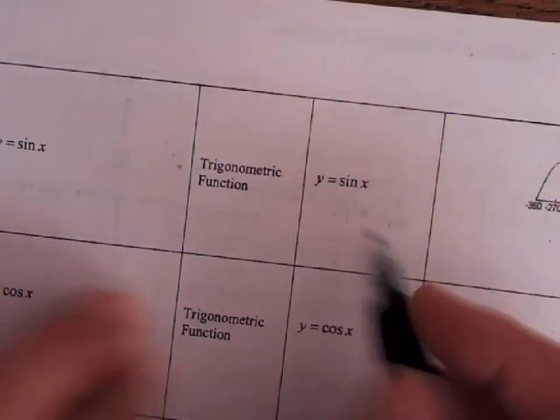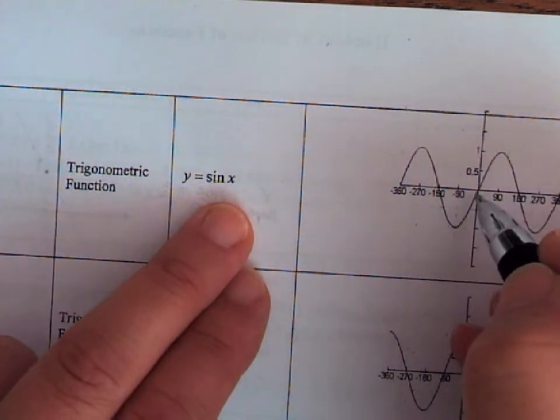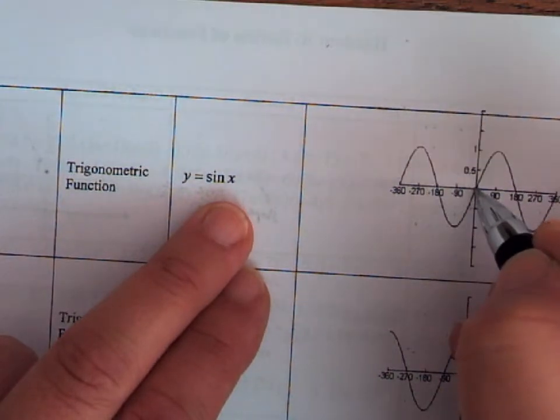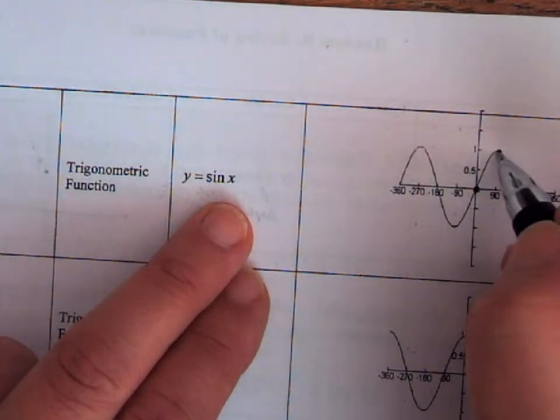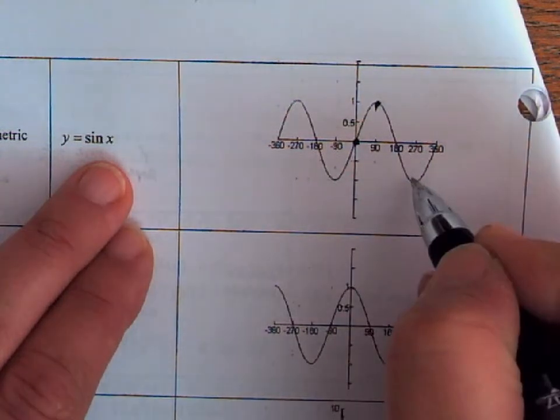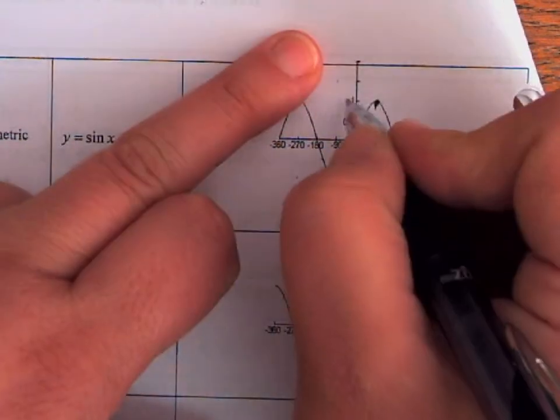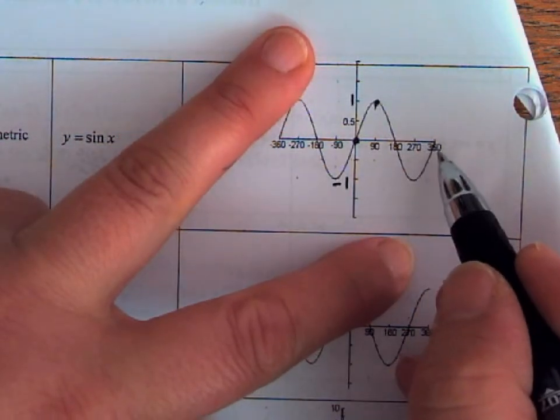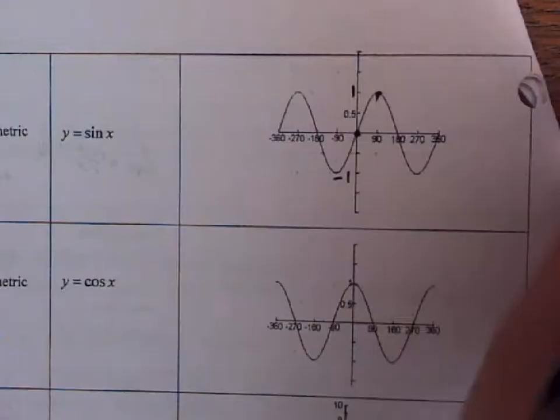Right? So let's remember the sine function. When x is 0, sine of 0 is 0. Then x is 90 degrees, sine 90 is 1. Sine 180 is 0. Sine 270 is negative 1, and sine 360 is 0. How would you remember that?